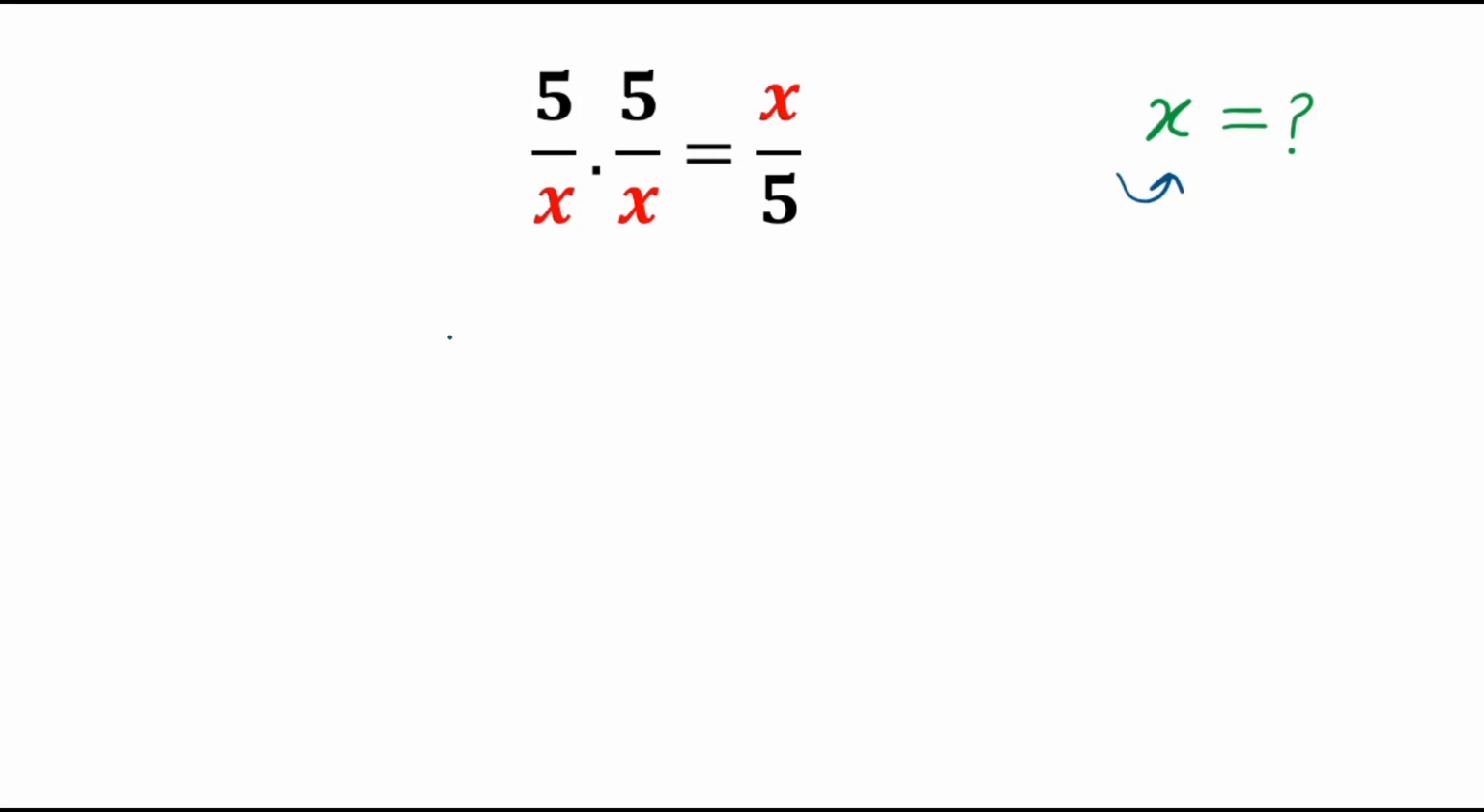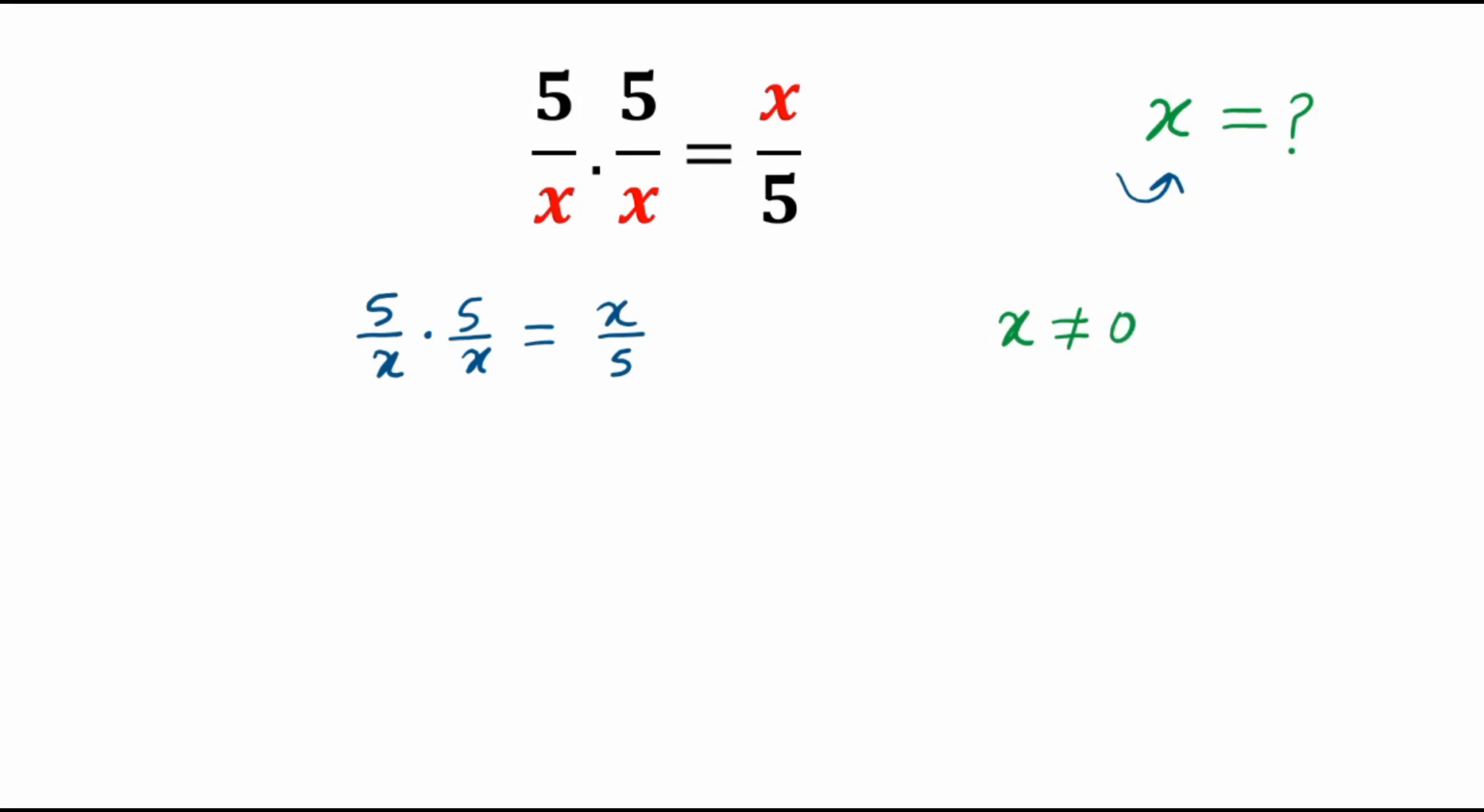Now let's start the solution of this question. Here 5 over x times 5 over x is equal to x over 5. Here x is present in the denominator, so x is not equal to 0.